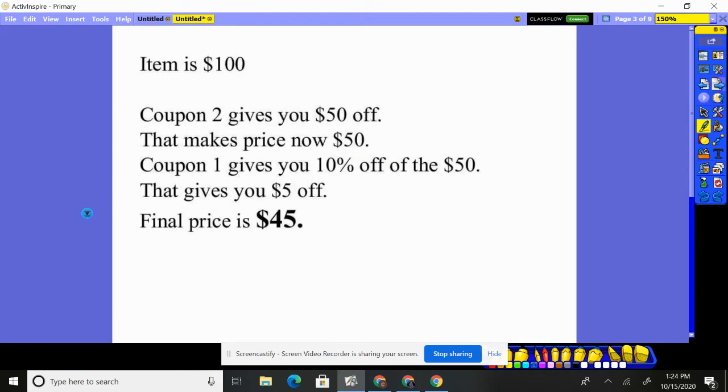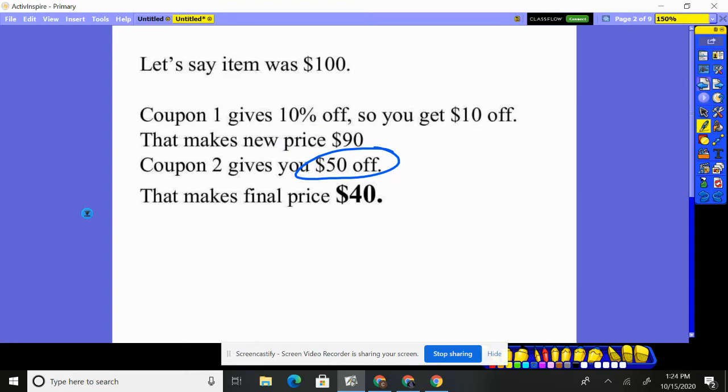If we do that, we take $50 off, which makes it now $50. We get 10% off of that 50, which is $5 off. Well, wait, we got $50 off of 100, so it's $50. We then subtract $5 that we get for the 10% coupon. That makes it $45. But back here, notice it was only $40.